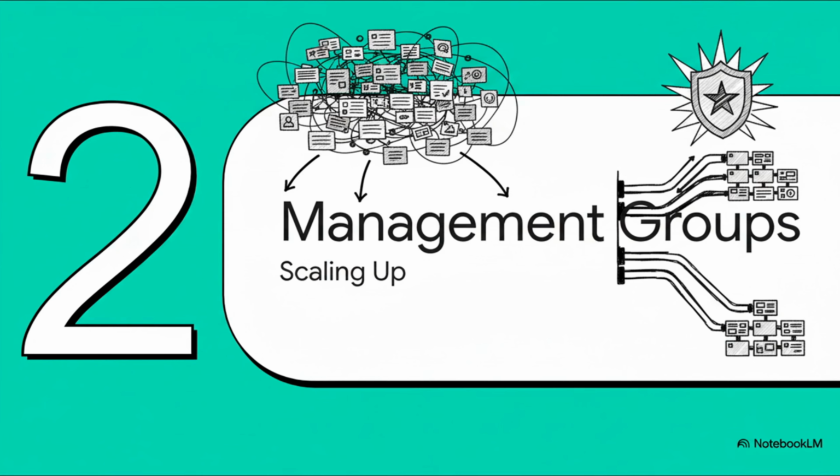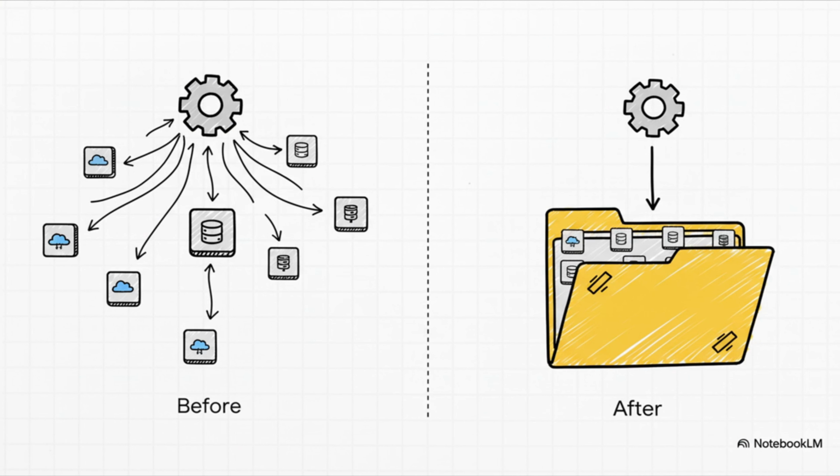And that's where management groups come in to basically save the day. The easiest way to think about management groups is they're just folders. Simple as that. But they're incredibly powerful folders for your subscriptions. So instead of applying a security setting to 10 different subscriptions one at a time, you just pop them all into one management group and apply the setting once. Boom, you're done. It's all about managing things efficiently at scale.